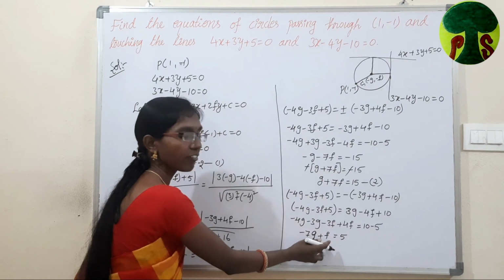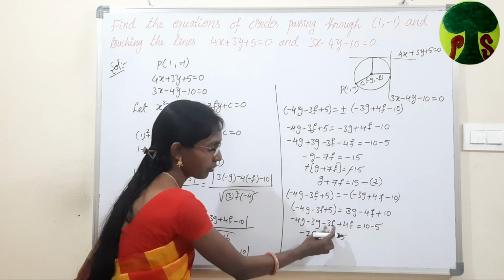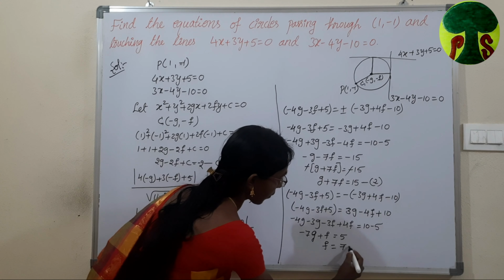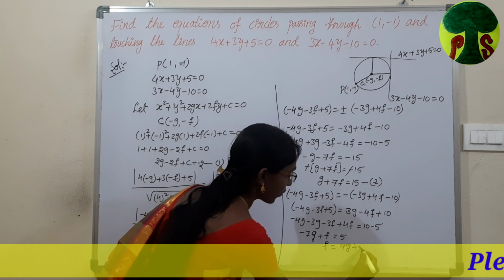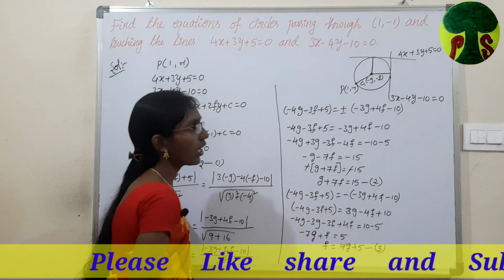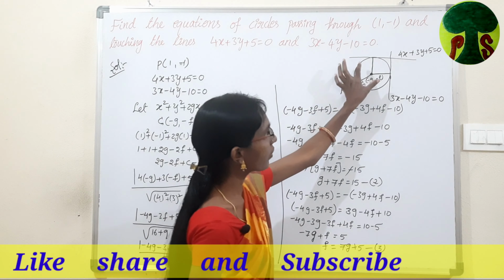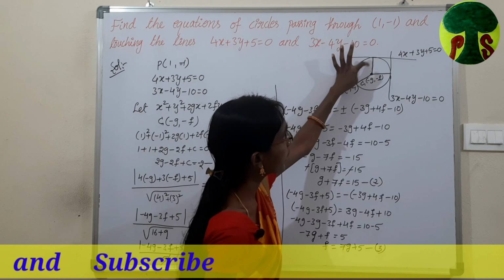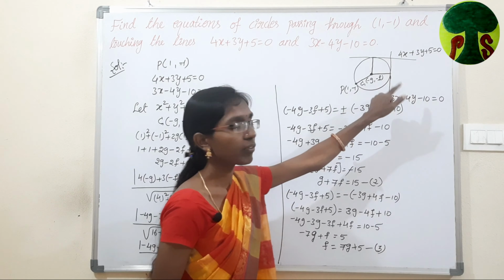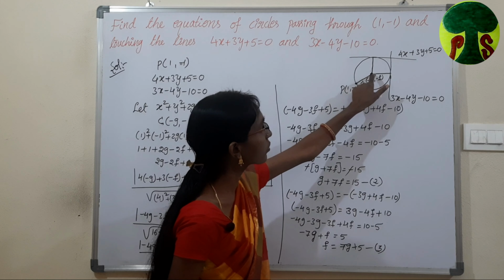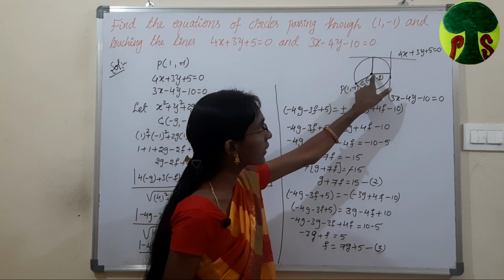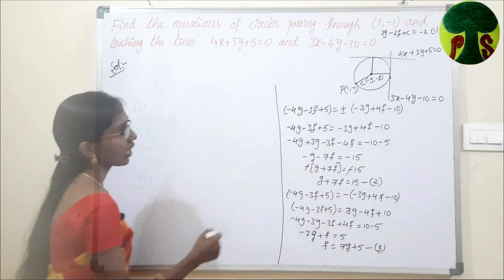So, from this equation I want to find the value of f in terms of g. So, f is equal to minus 7g is there means we will get plus 7g plus 5. Let us consider this as equation 3. Now, what we did? We have equated the perpendicular distance from center to this line and the perpendicular distance from center to this line. Now, I want to equate the perpendicular distance from center to this line to the radius of the circle, that is nothing but the distance from center to this point.